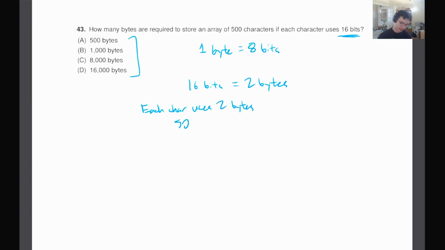So 500 characters is how many bytes? Well, 500 times 2 is 1,000. Okay, that's answer choice B. So make sure you know how many bits are in a byte and can do some of this simple multiplication. That is question 43.